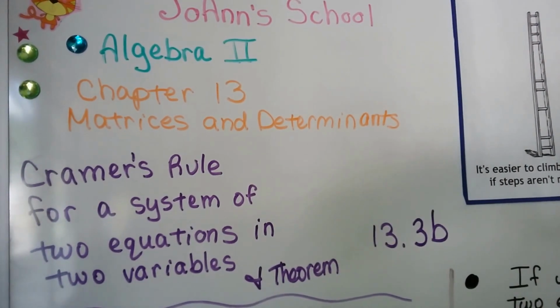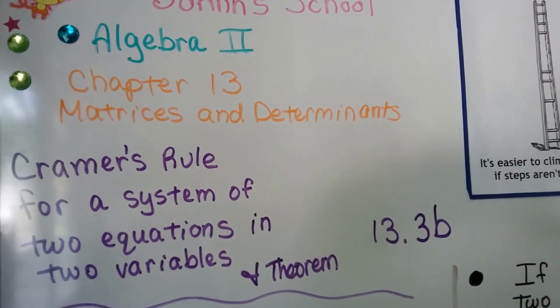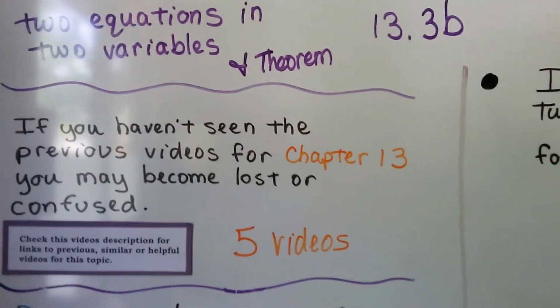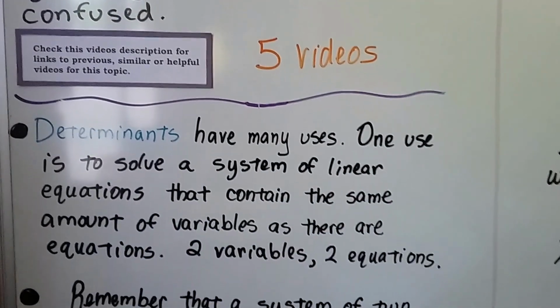We're moving along in Chapter 13. We're at Cramer's rule for a system of two equations in two variables, and I have a theorem for you. We have 5 previous videos that are linked in the description for your quick access.